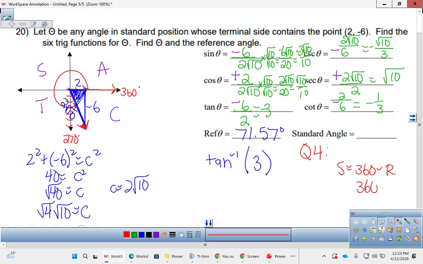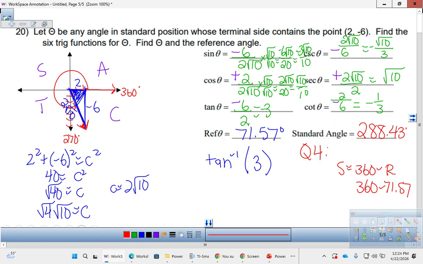So I'm going to do 360 minus that standard angle. Remember what we said in the beginning, because this is in quadrant 4, this should fall somewhere between 270 and 360. And I get 288.43 degrees when I do that subtraction.